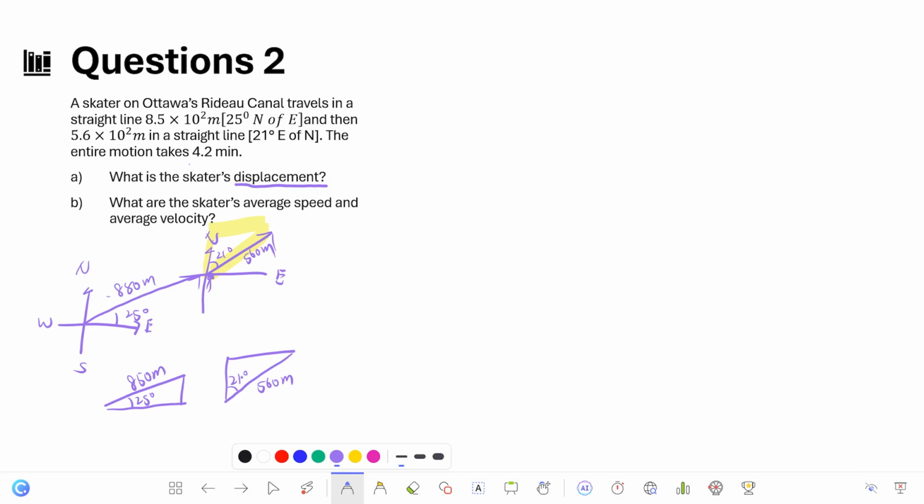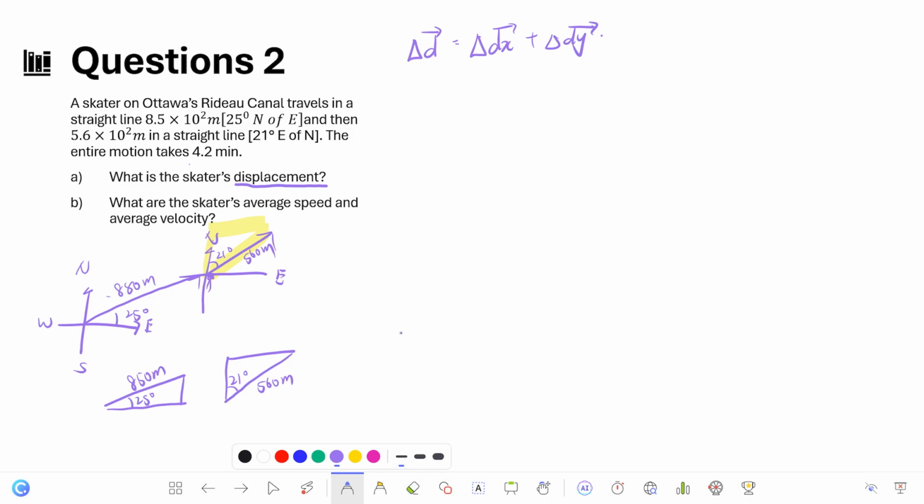In order to find the resultant displacement, we need to find delta D. Delta D is what we want to find. But since this is a two-dimensional vector problem, we have to separate it into two different components, delta dx and delta dy.